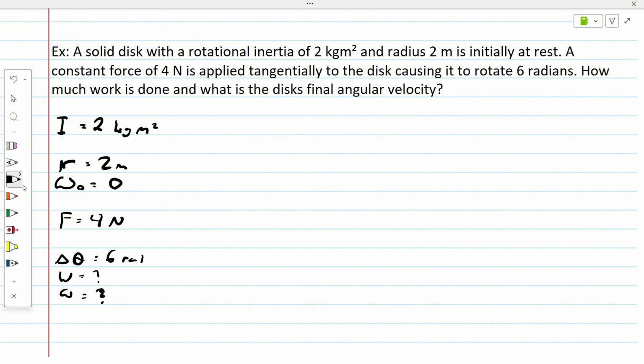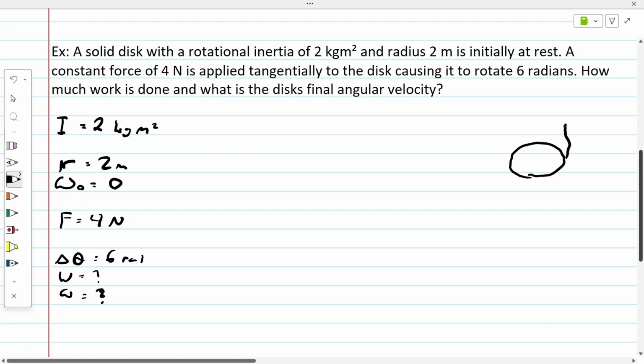Okay, so let's quickly draw out what we have here. We have some disk that starts at rest, and a force is applied tangentially and causes it to rotate. We want to find the work that's done and the final angular velocity. So let's start with work, because we'll actually use work to find the final angular velocity. As we learned before, the work is the torque times the change in theta. And torque is force times radius, and then we have our change in theta. We know the force, the radius, and the change in theta.